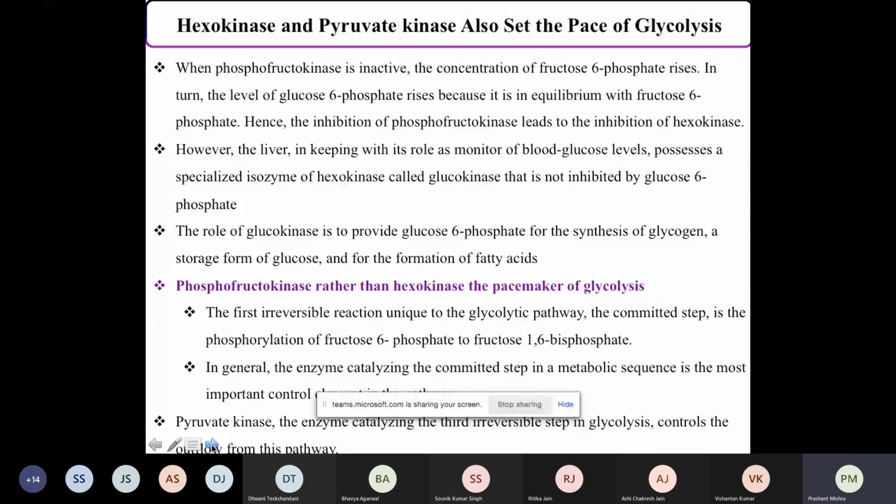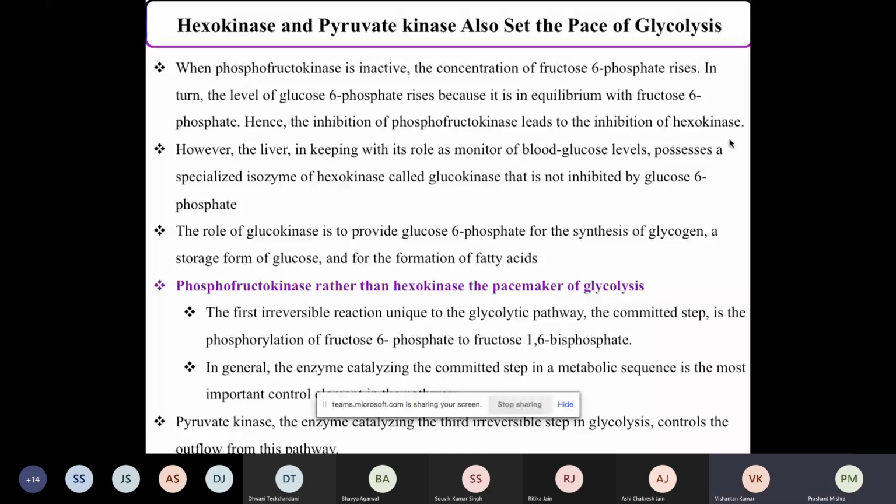So when phosphofructokinase is inactive or inactivated because of the lack of fructose 2,6 bisphosphate, the concentration of fructose 6 phosphate rises. In turn, the level of glucose 6 phosphate rises because it is in equilibrium with fructose 6 phosphate, because those two reactions are in equilibrium. Hence, the inhibition of phosphofructokinase leads to the inhibition of hexokinase. Is that clear?